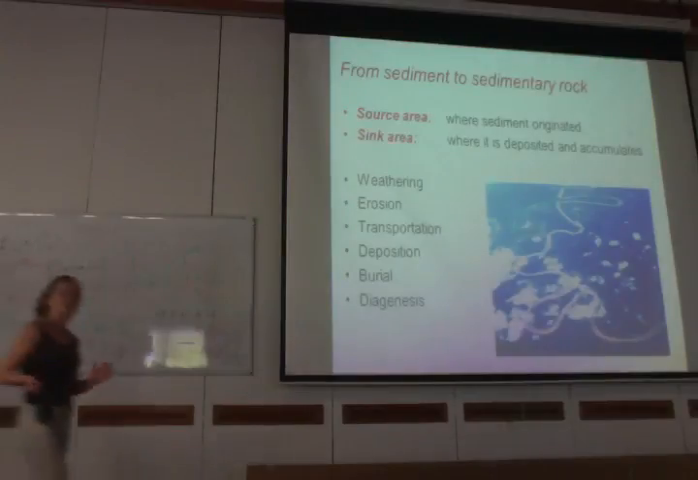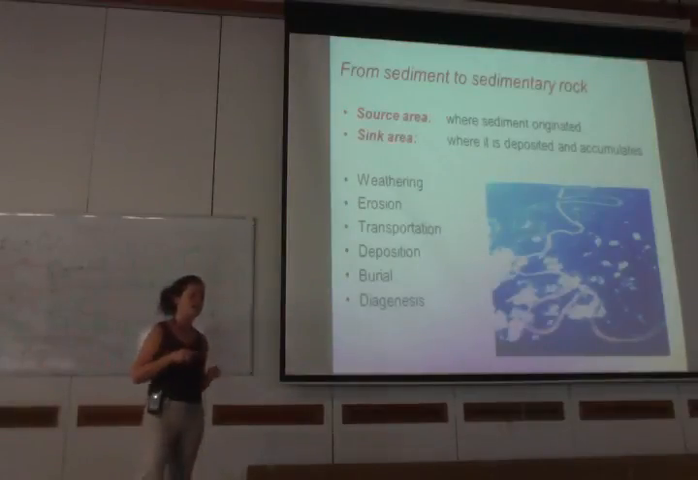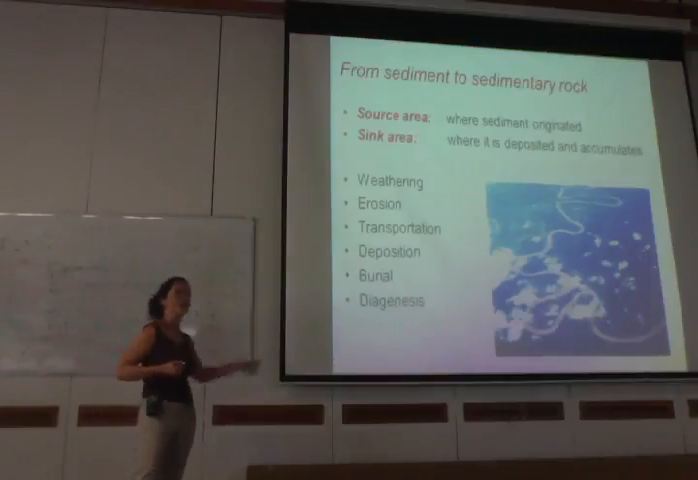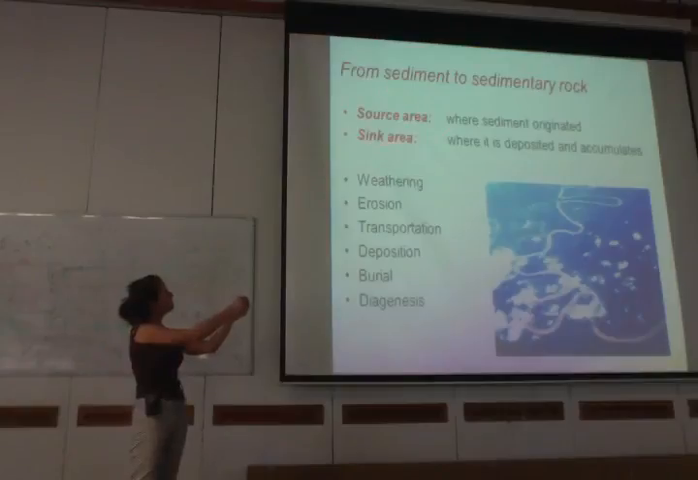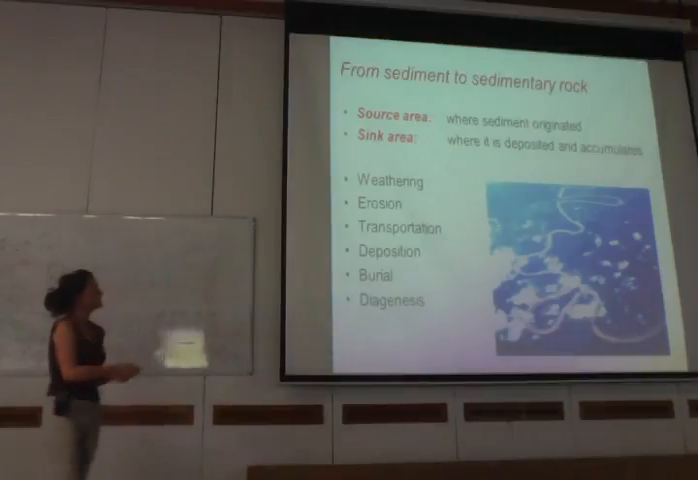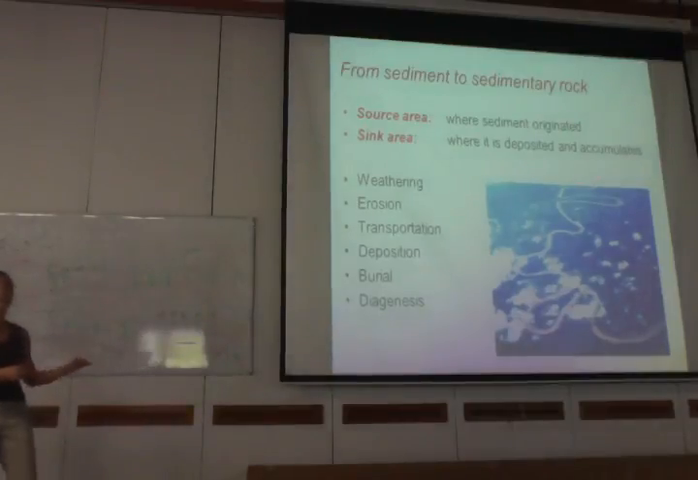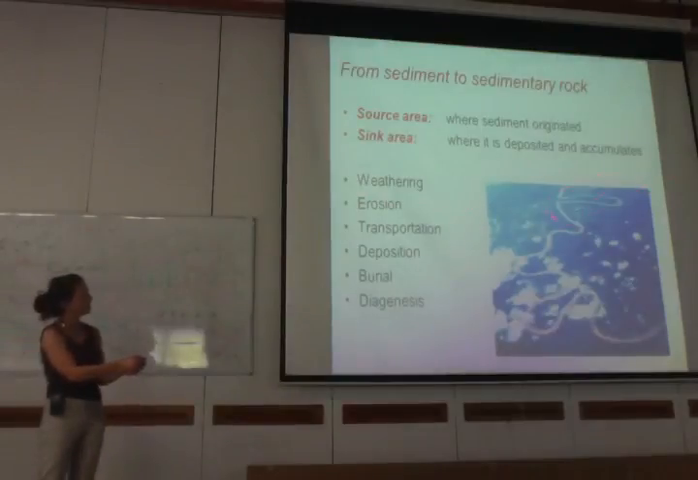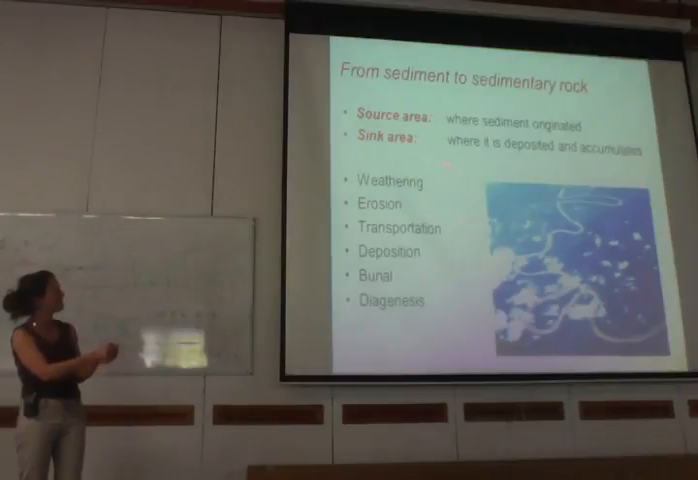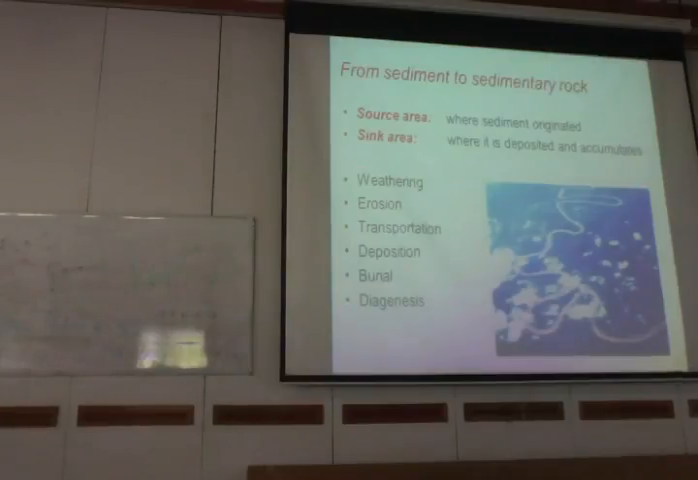And some other really important terms, whether we're talking about our clastic sediments, so our fragments of pre-existing rocks, or we're talking about our chemical or organic, all will have a source area, this is where the sediment originated, and a sink area, where it's deposited. Chemical sediments might have a very short distance from the source to the sink, but clastic sediments tend to have a very long distance. This is an example of a nice meandering river. And these are the main processes we talk about when we talk about sediments. And I'll show you a nice diagram.